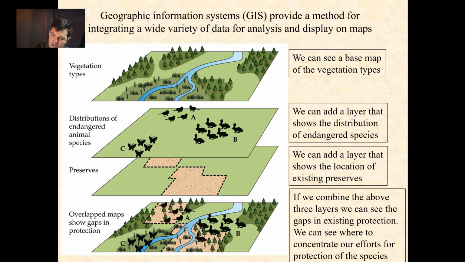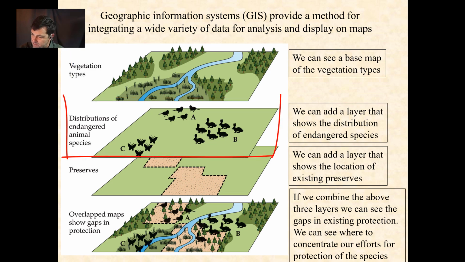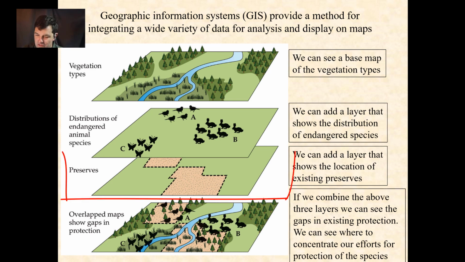So at the top, the map here is a map of the vegetation types for a particular area. And the next map is a map of animal species and distributions and population sizes. In this particular case, the example is for 3 different endangered species. The next layer of the map shows the locations and boundaries of a particular preserve. So then what you can do is combine these layers to produce one map, which is super cool, right?